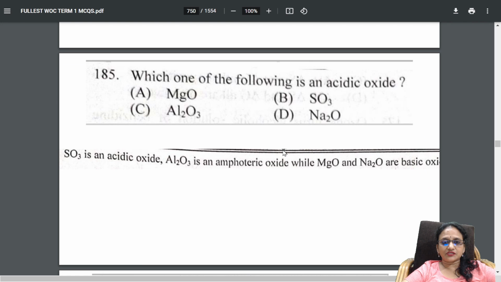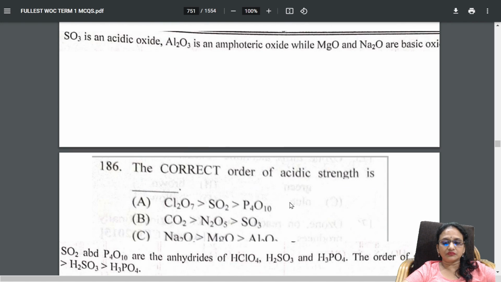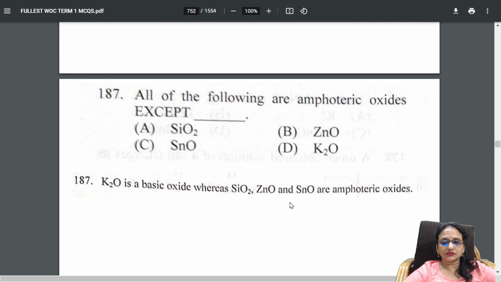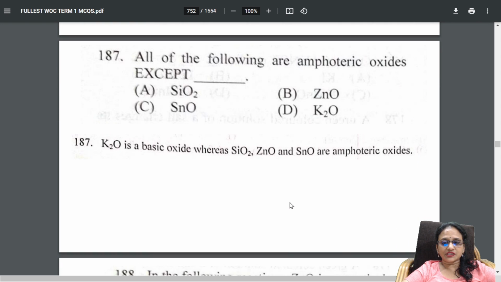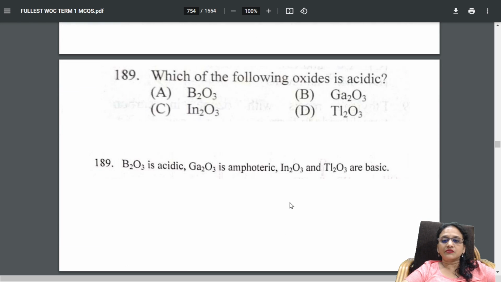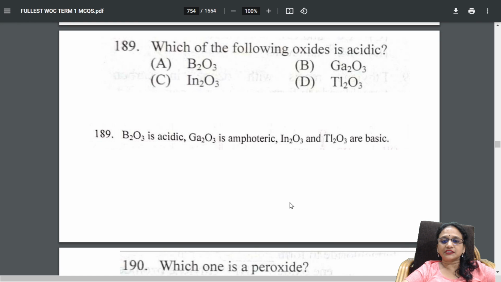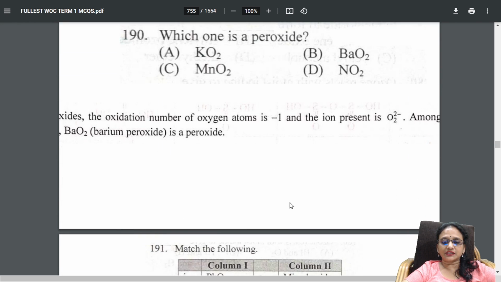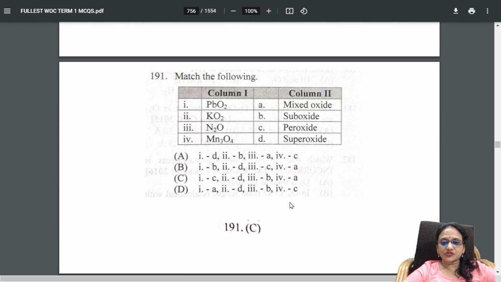Acidic oxide. Okay. Trends of acid strength. Amphoteric oxides other than zinc and aluminium. These are the reactions of zinc with sodium oxide and calcium carbon dioxide. Which of the following oxide is acidic? Okay. Which is peroxide? All right. Match the following questions.